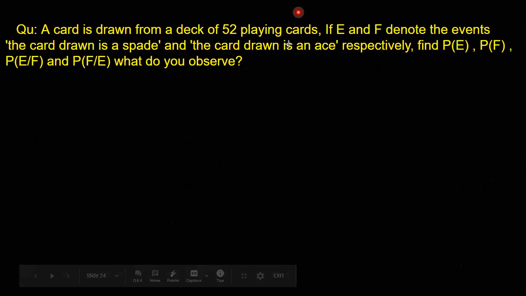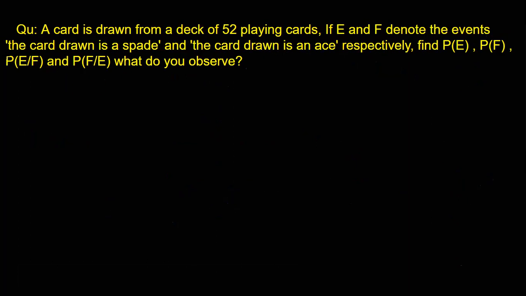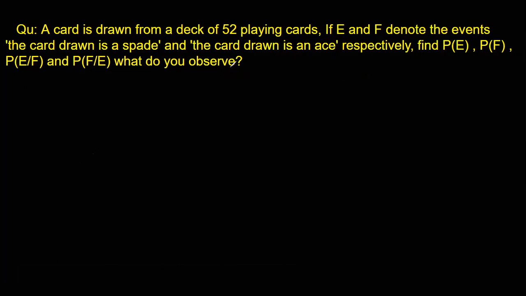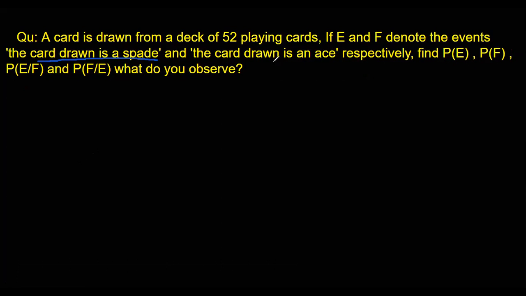Here we go. A card is drawn from a deck of 52 cards. E and F denote the events that the card drawn is a spade and the card drawn is an ace. Find P(E), P(F), P(E|F), P(F|E). Okay, so let's try to find all these. If E is the event that the card drawn is a spade, and F is that it is an ace, what will be P(E)? There are 13 spades out of a total of 52, so it's 1 by 4.